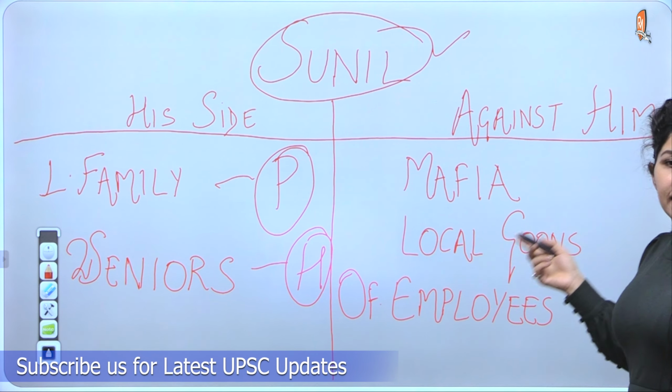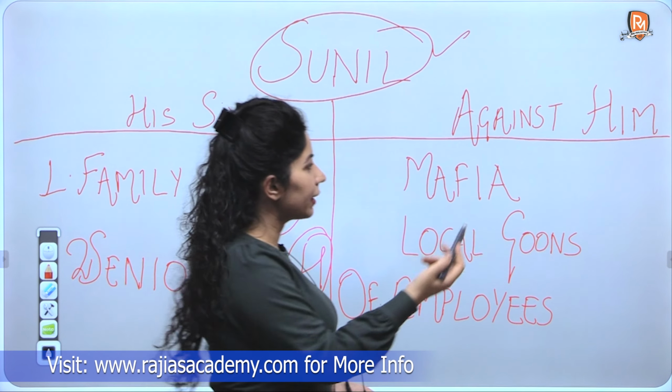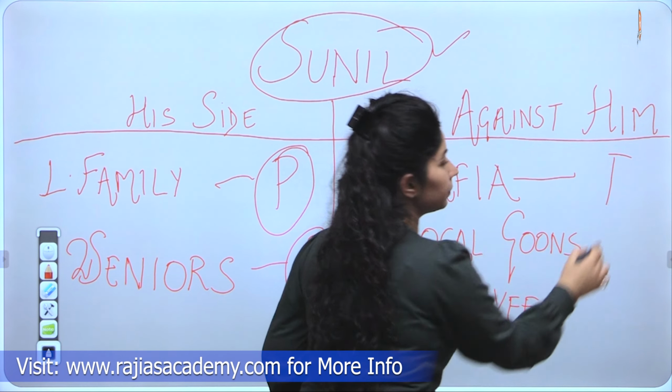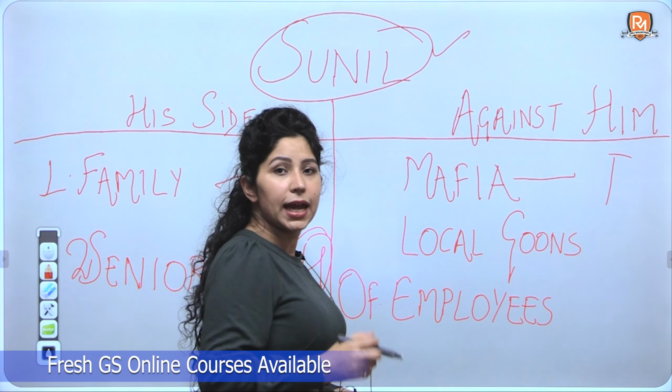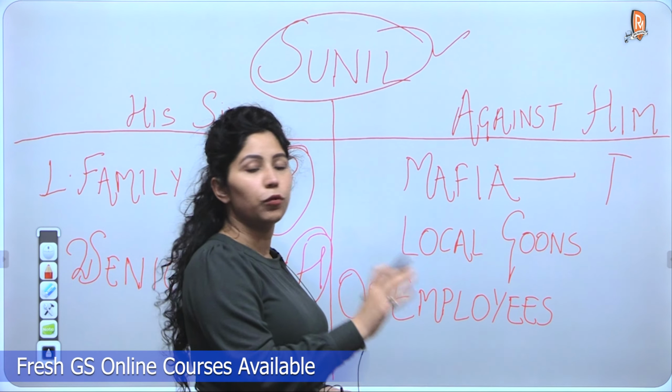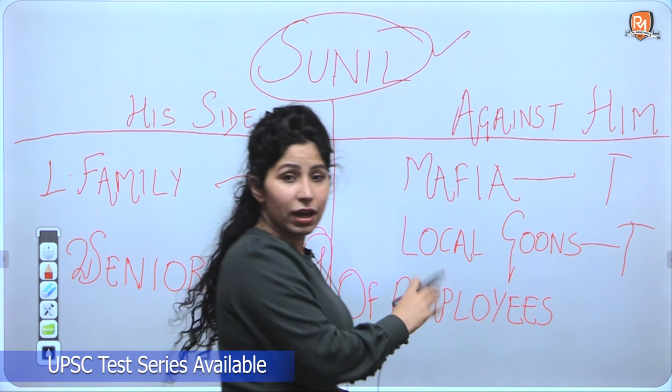Who are the people against him? First are the land mafia. The land mafia are against him, so they have to be tackled. The other are the local tribal goons which are threatening his family and giving him warnings that we'll kill you or things like that. So they also have to be tackled.